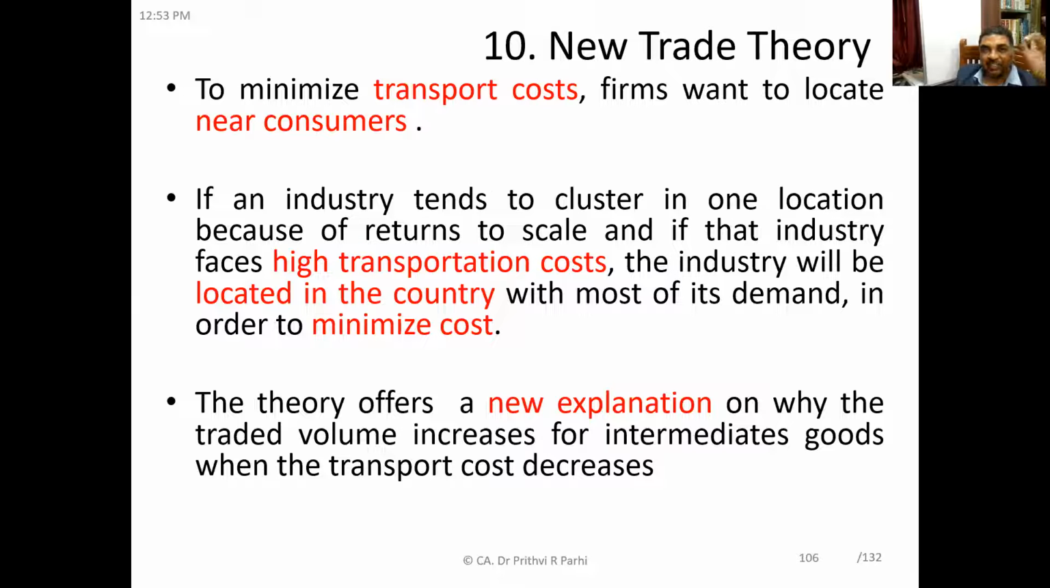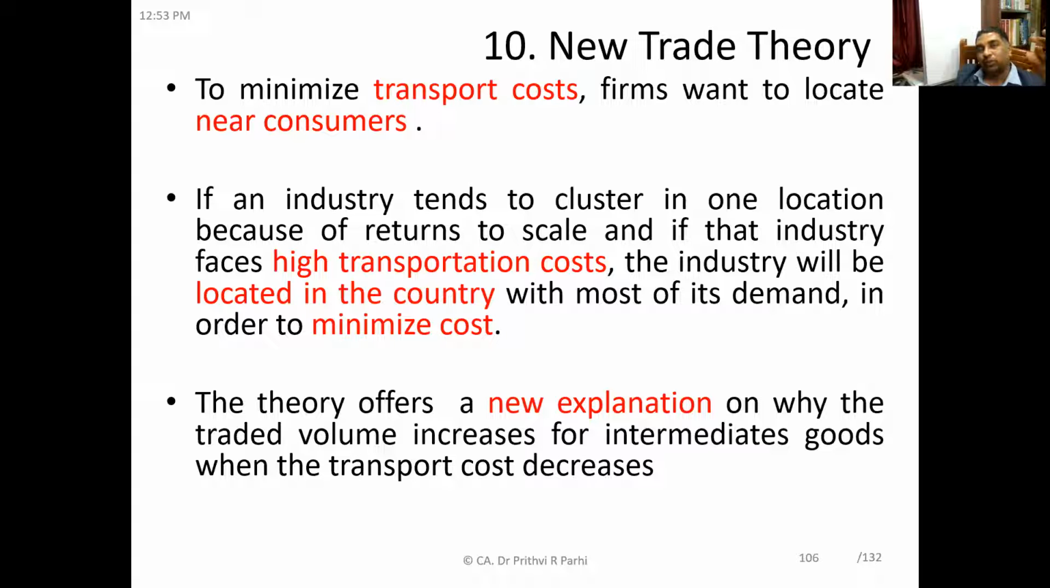That is the thing. If an industry tends to cluster in one location because of returns to scale, and if that industry faces higher transportation costs, the industry will be located in a country with most of its demand in order to minimize cost. Okay, the explanation of this is that suppose in India you want to take an example, something like this. Let us say you are having a business which is located somewhere on an international border. Let us say your business is in China. No, sorry, on a China border. You are located in India or in China.